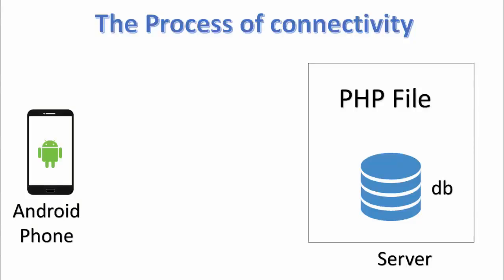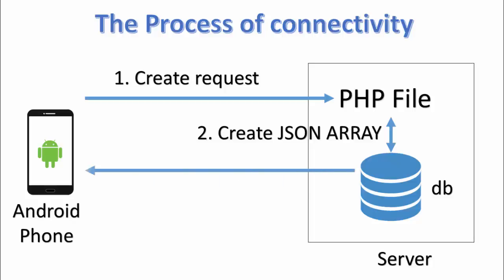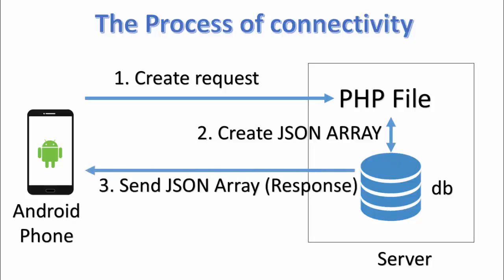Before we start, we will see the basic concept behind the connectivity. First, the Android phone. We will run our Android app and it will create a request. This request will contain a PHP file which is placed in the server, and the PHP file will be executed in the server, and it will connect to the database, and it will retrieve the data in the form of a JSON array, and later this JSON array will be passed to our Android app as a response.